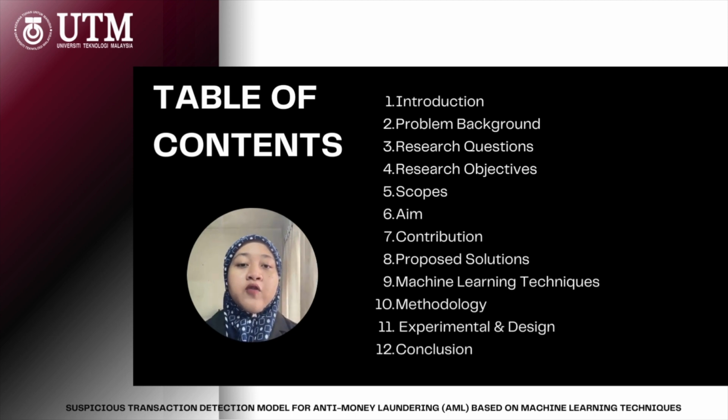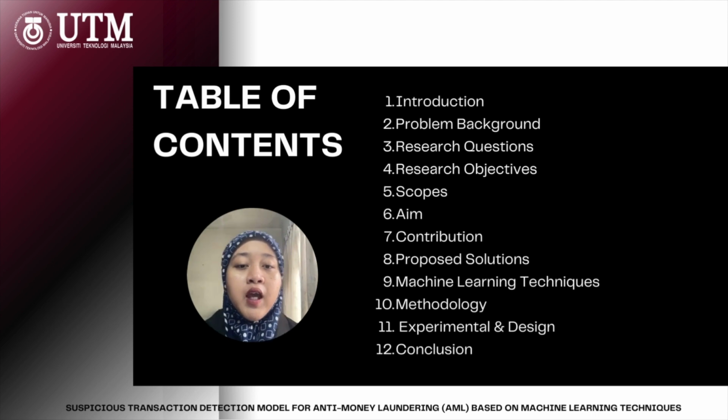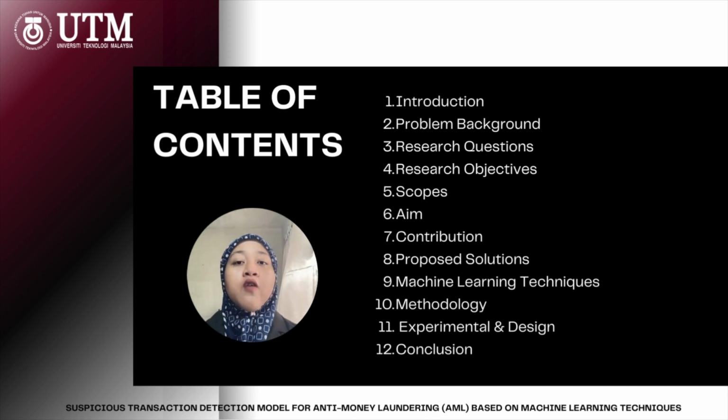So the first one is the introduction, second is the problem background, third is research questions, the fourth one will be research objectives, and then we have scopes, aim, contribution. Number 8 is proposed solutions, number 9 is machine learning techniques, number 10 is methodology, number 11 is experimental and design, and lastly the conclusion of this video.